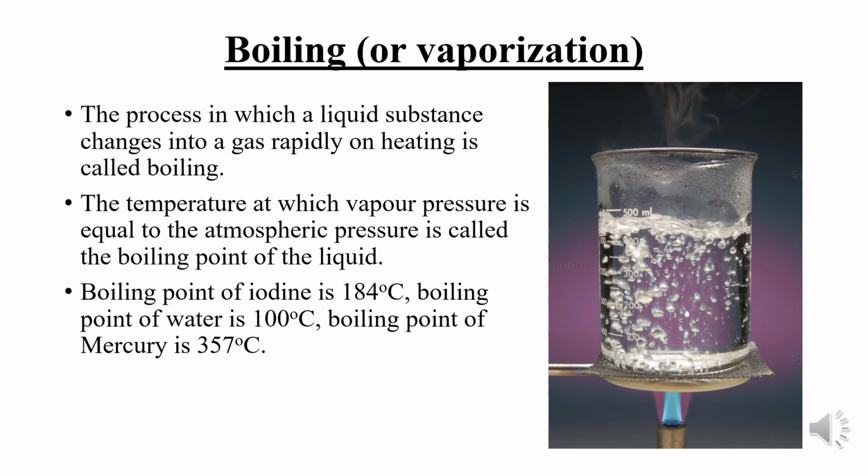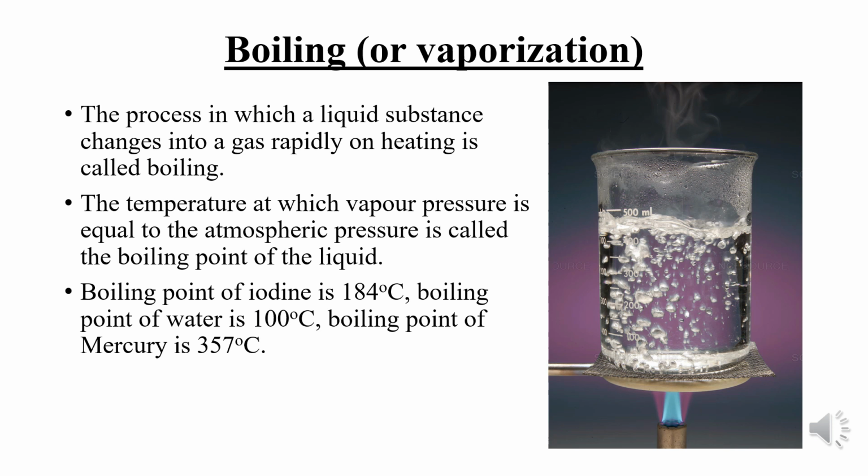This tells us that in order to break apart those forces of attraction between the particles, we need to provide higher energy. Let us take the example of mercury. Mercury has the highest boiling point amongst the three substances that you can see on the screen. That means we have to provide more heat energy to this mercury substance.